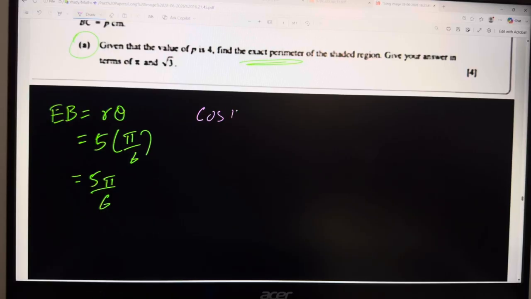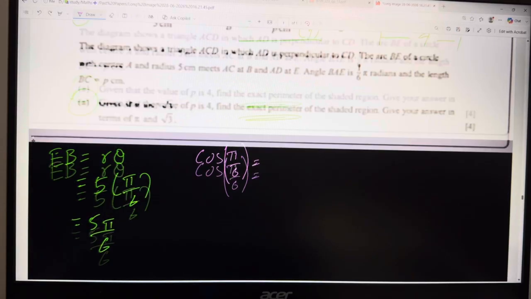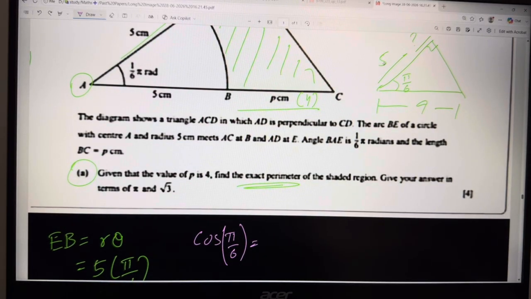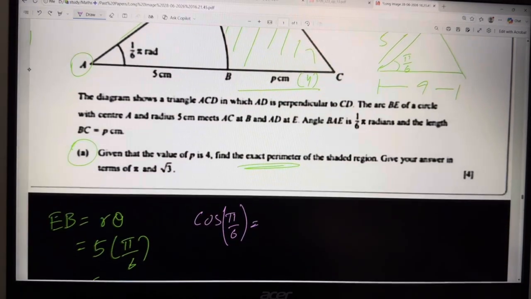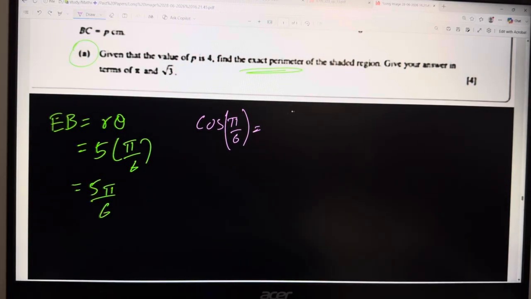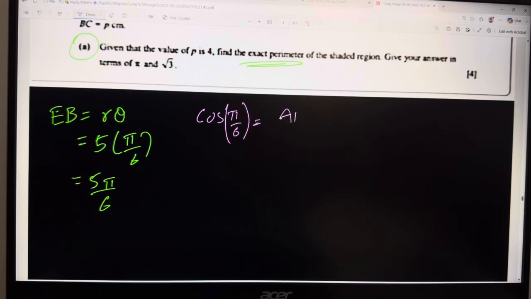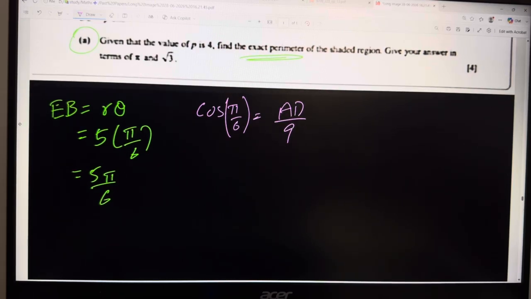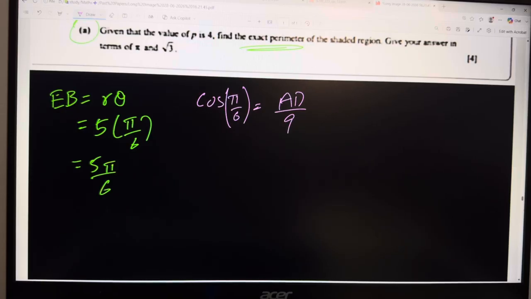So cos pi by 6 is equal to adjacent over hypotenuse. Wait, no, we have to find the adjacent. This adjacent is AD. We're just going to find the exact length, the full length. So cos pi by 6 is equal to AD upon 9. So 9 goes there, multiplies by cos pi by 6. This becomes AD is equal to... and remember to use radians in the calculator.